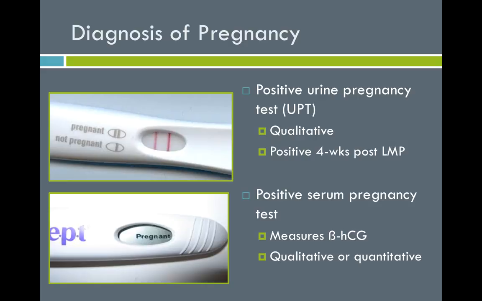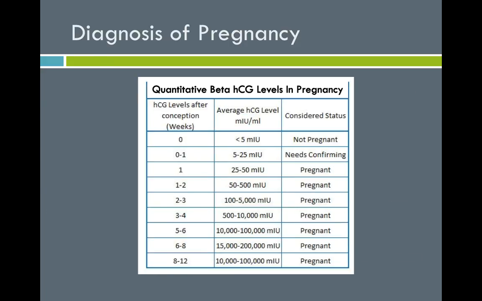So you can also have a serum pregnancy test. This measures the beta HCG in the serum, and it can be qualitative or quantitative. It can pick up a pregnancy slightly sooner than a urine pregnancy test, but really the urine pregnancy tests are getting so good now that we don't even perform the qualitative tests to determine pregnancy at this point. We really wait until those urine tests are positive.